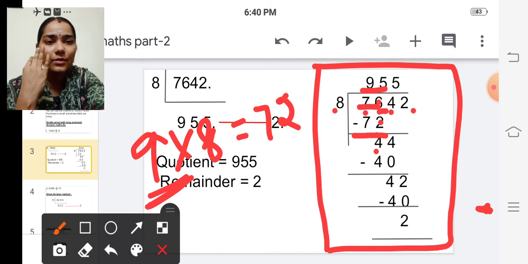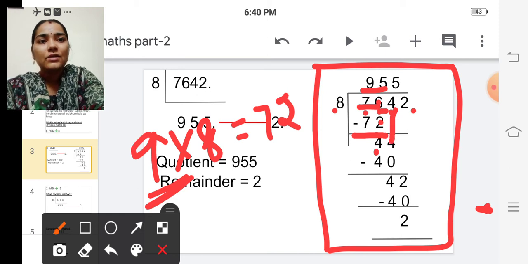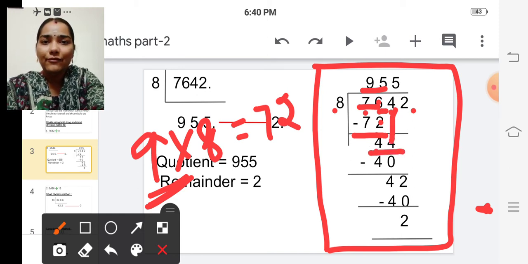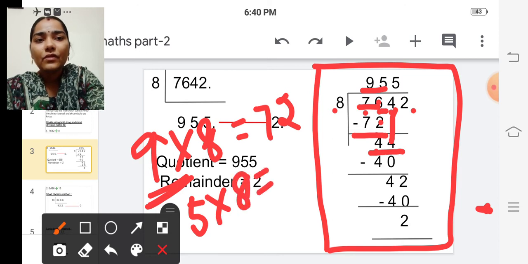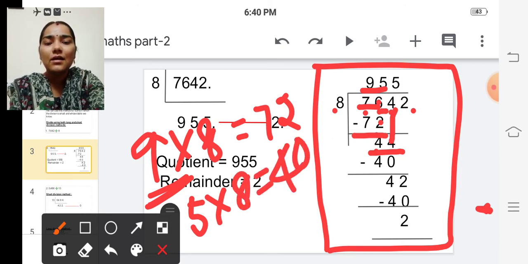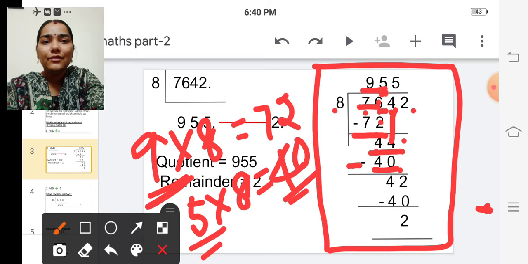So the answer will be 4, and bring down this 4 here. So the number becomes 44. The number becomes 44, and 5 8s are 40. We have to write this 5 on the top here, and write this 40 here, and subtract this 40 from 44.